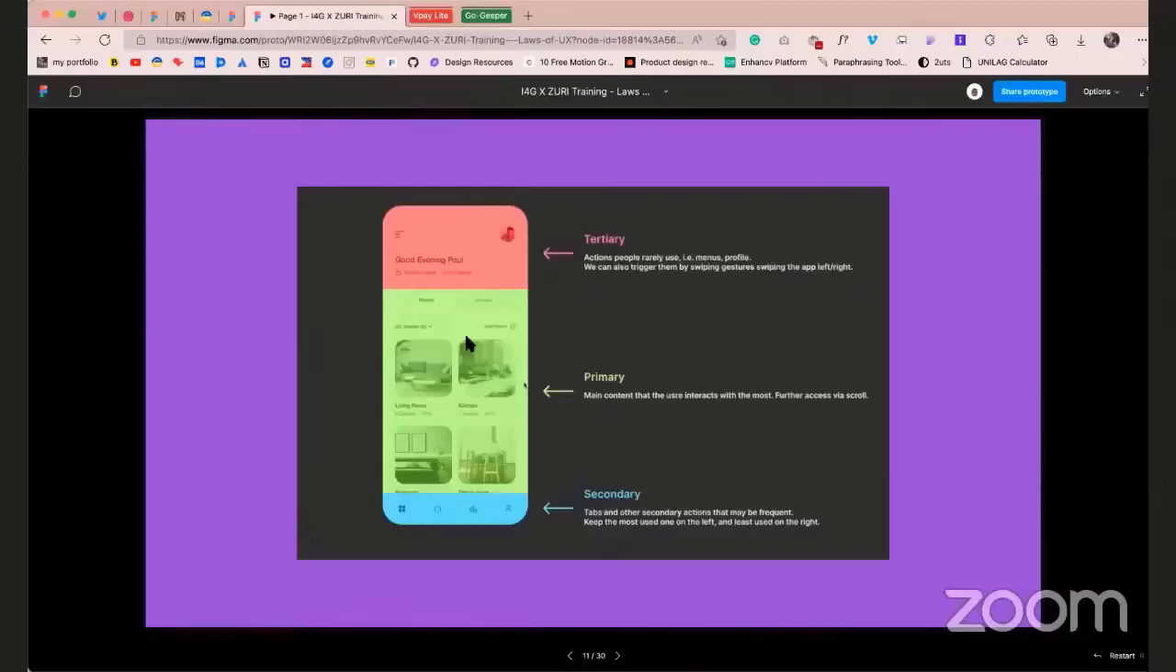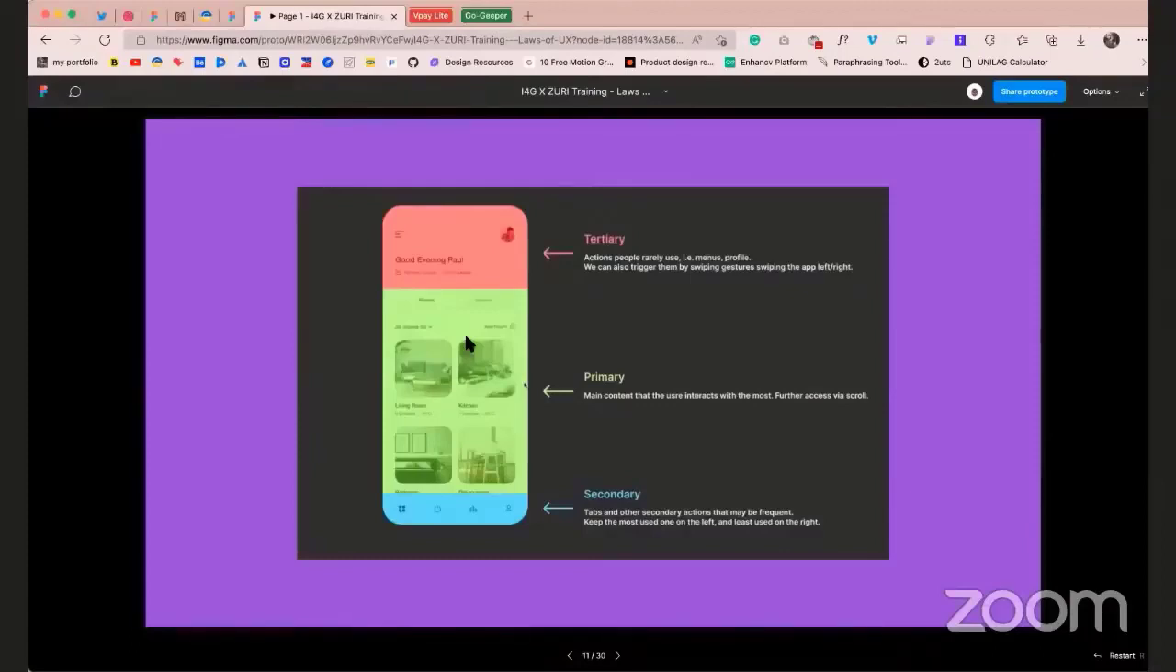Then we have the secondary parts, tabs and other secondary actions that may be frequent. Keep the most used one on the left and the least used one on the right. That is why the home button is always on the left. There's a reason for everything in design. So that's why the home button is always at the left-hand side of the navigation bar.